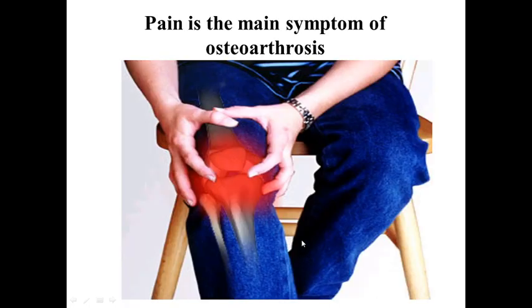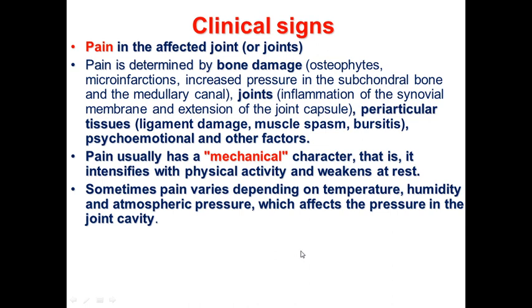And pain is the main symptom of osteoarthritis, clinically pain in the affected joint, and pain is determined by bone damage, maybe pain occurs due to osteophytes formation, microinfarction, increased pressure in the subchondral bone and the medullary canal. And maybe pain because of joint inflammation, because of inflammation of the synovial membrane and extension of the joint capsule. Maybe pain is acute because of involving periarticular tissues like ligament damaging, muscle spasm, and bursitis, or sometimes maybe psychoemotional or other factors.